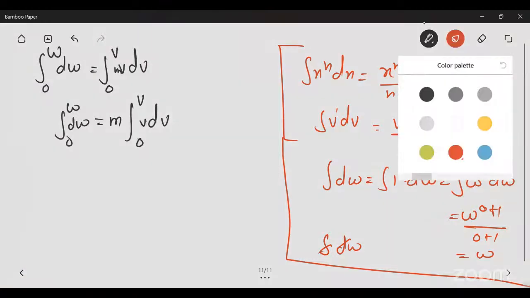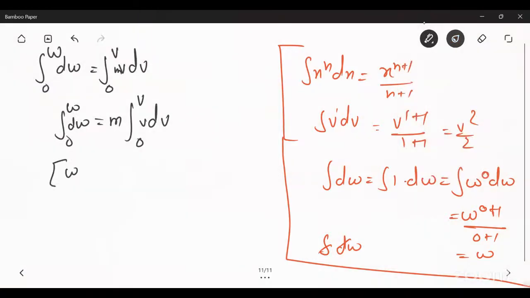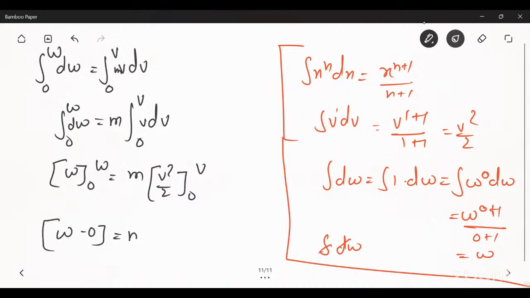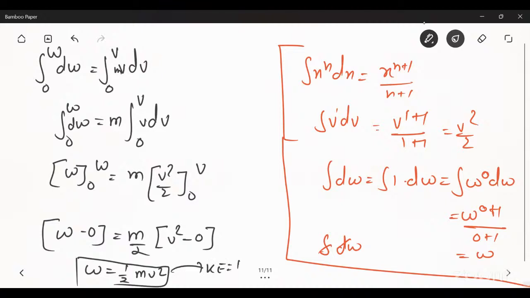So W is from 0 to W, and m v square by 2 is from 0 to v. Now put the upper limit and lower limit, so you will get W minus 0 is equal to m by 2 into v square minus 0. So W equal to half m v square. This work done is converted into kinetic energy because it is associated with the moving body. So half mv square will be the formula of kinetic energy.